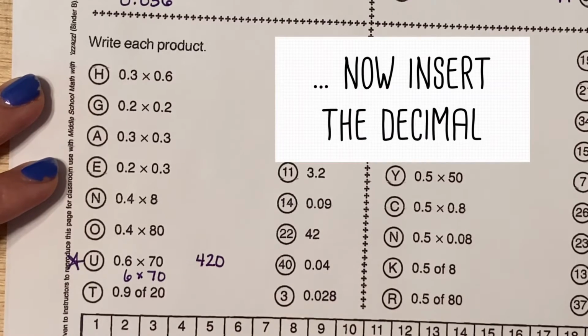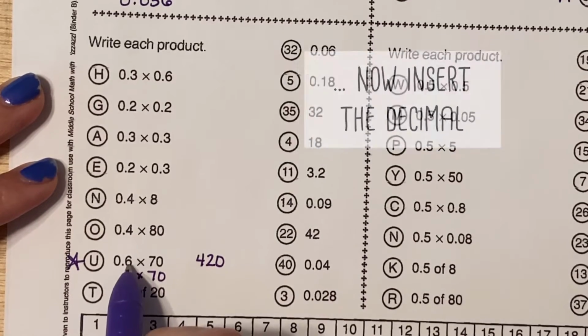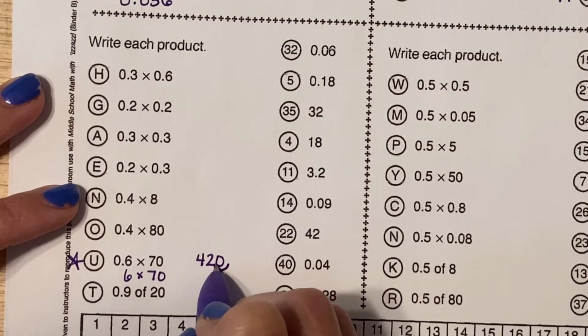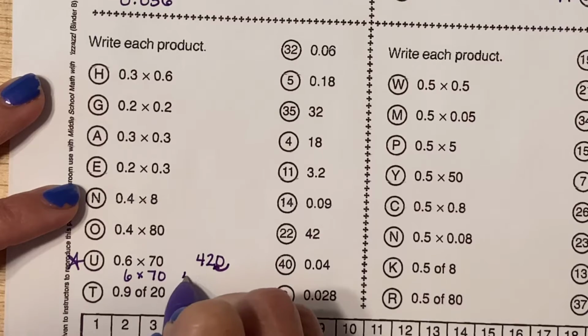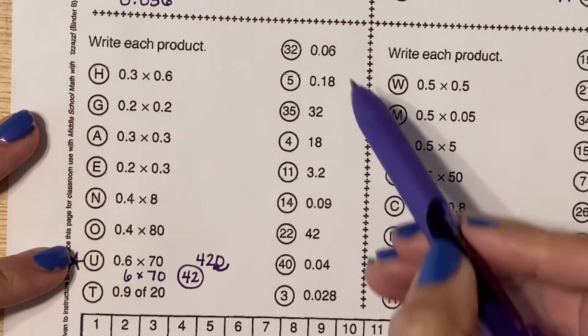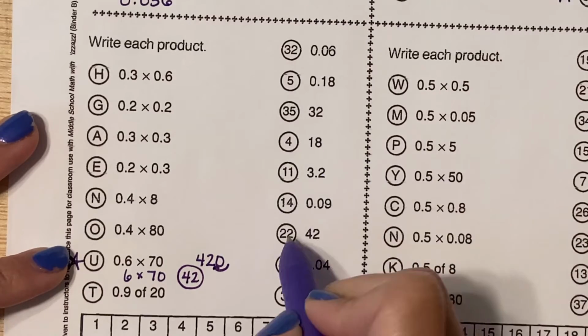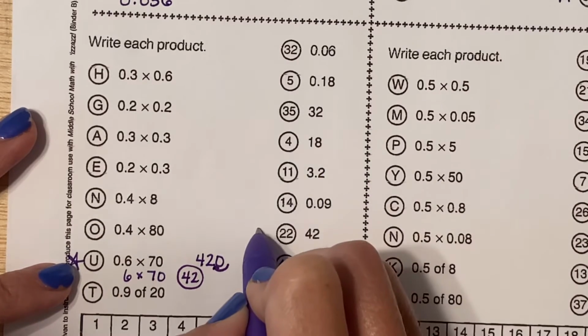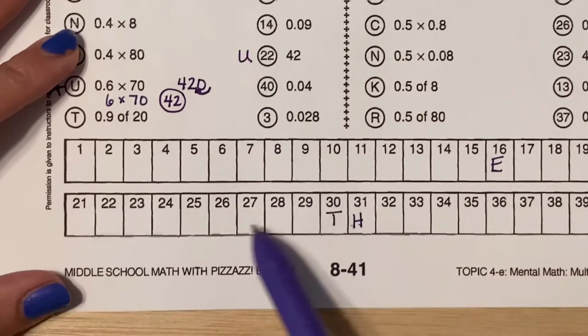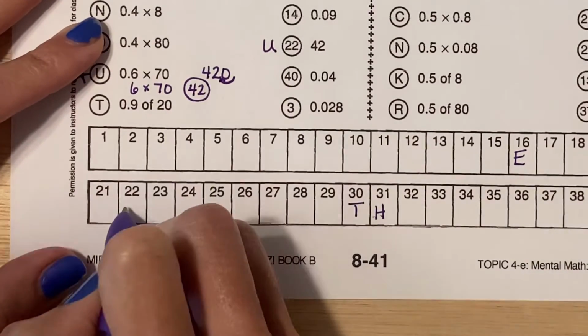Now I'm going to put my decimal back in there. How many places do I move my decimal? 1. So here's my invisible decimal, and I move it back 1. So I go back to 42. 42 is number 22. That's U. 42 is 22. Let's drop a U in box 22.